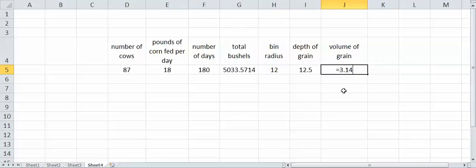Okay, pi times r squared times depth. Okay, volume of grains 5,652 cubic feet. Turn that into bushels by simply taking volume divided by 1.25 cubic feet in a bushel. I multiplied there. I needed to divide. Always check your answers, by the way. So I had the computer tell me that.